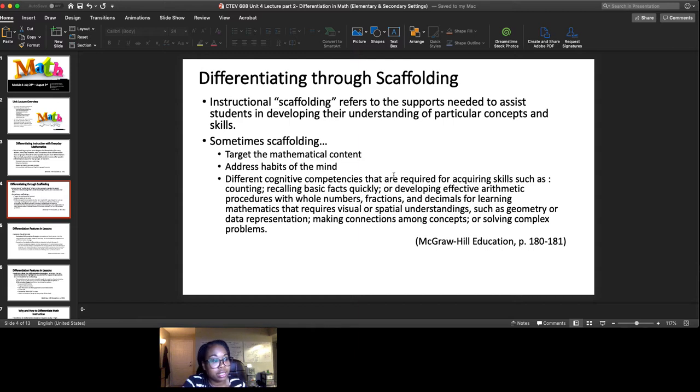Next, different scaffolding can also be used to address different cognitive competencies that are required for acquiring skills such as counting, recalling basic facts quickly, or developing effective arithmetic procedures with whole numbers, fractions, and decimals; for learning mathematics that requires visual or spatial understanding, such as geometry or data representation; making connections among concepts; or solving complex problems.